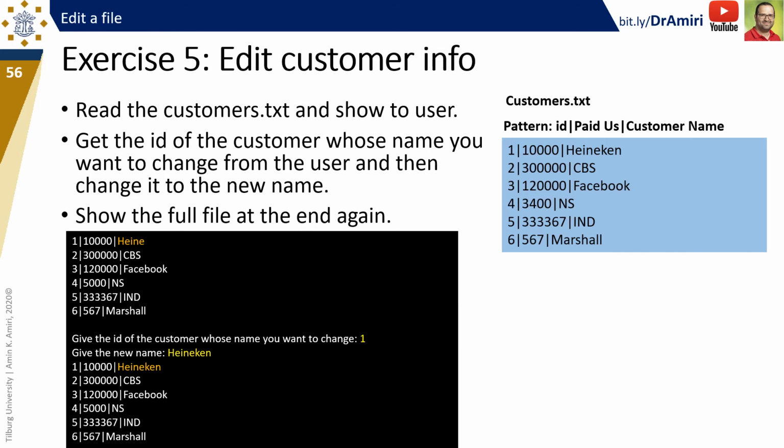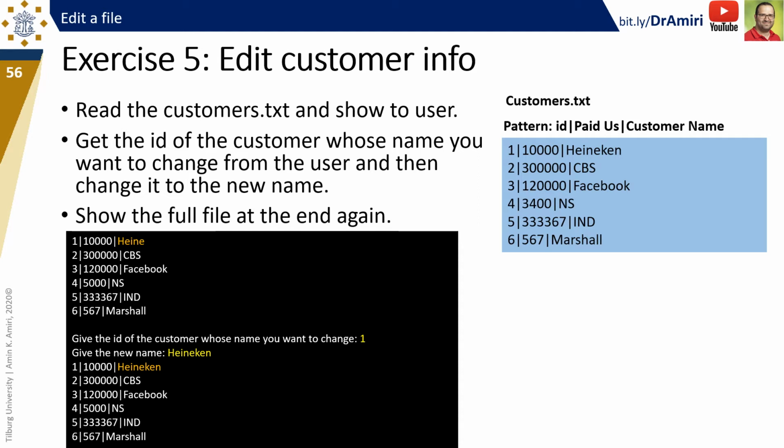Pause here for 4 to 5 minutes and try to do this exercise where you need to edit the information related to a customer. In particular, you want to change the name of the user. As you can see, the file is called customers.txt, and the pattern is having a customer ID, a vertical line, then the amount that the customer paid us, then another vertical line, and we have the customer name here.